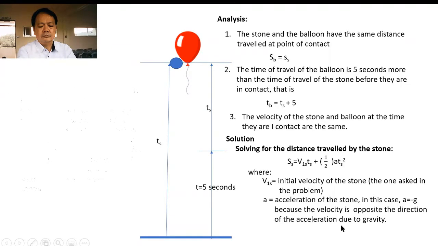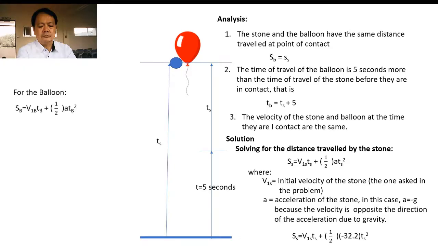And so if we're going to substitute the formula, S is equal to V sub 1 times T sub S plus 1/2 times negative 32.2 times T sub S squared. This will be our distance for the stone.